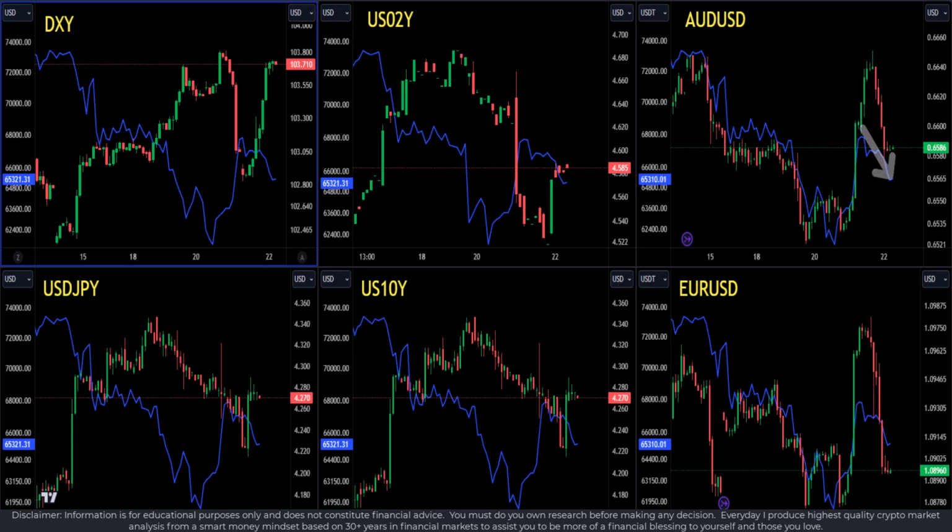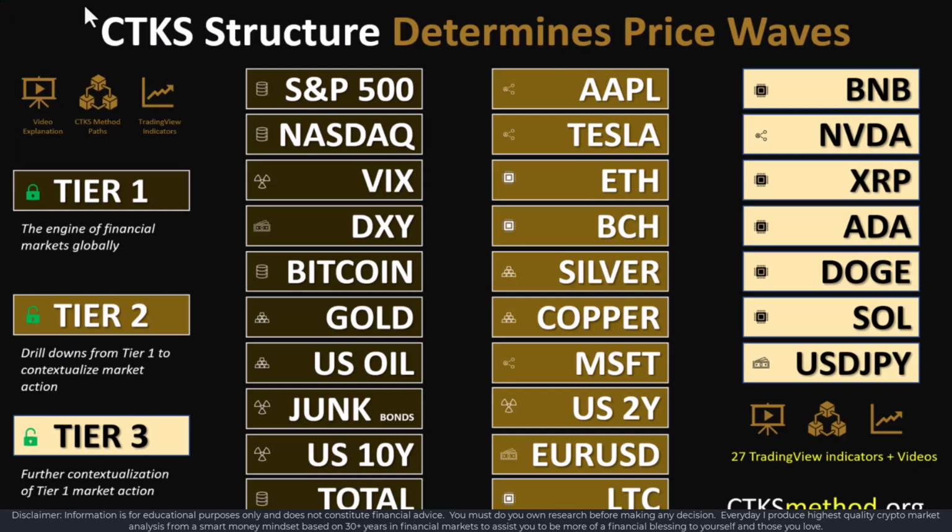You can see literally everything is related, but the price waves are always measured by CTKS Structure. Sophisticated traders and investors use CTKS Structure to understand where things are going. For example, we saw on Apple, Tesla, Microsoft, Nvidia as well. Structure is always obeyed.